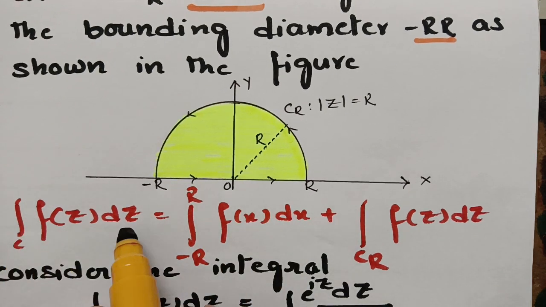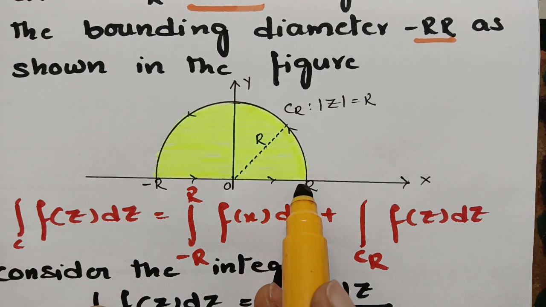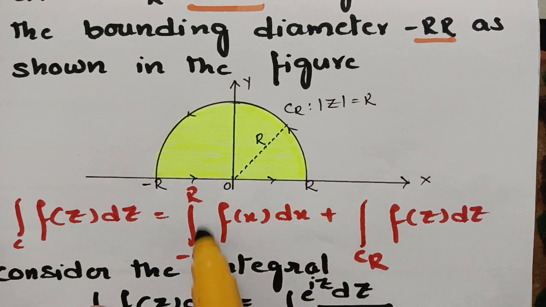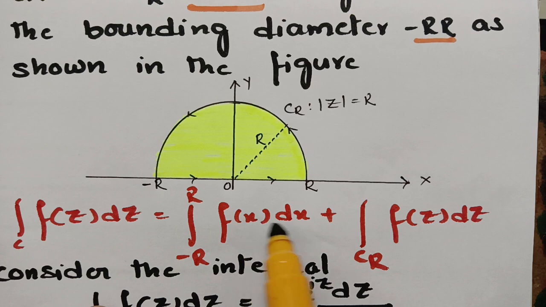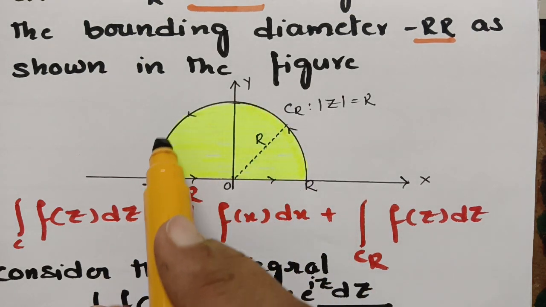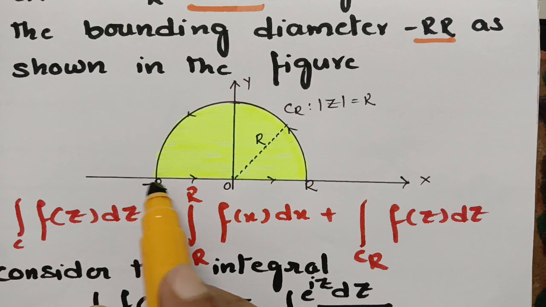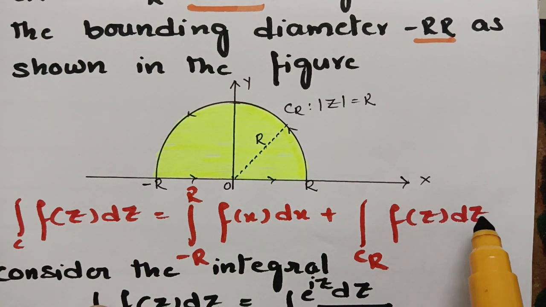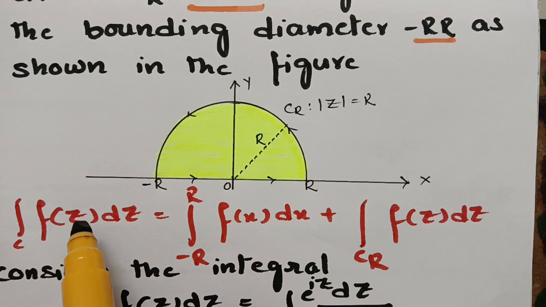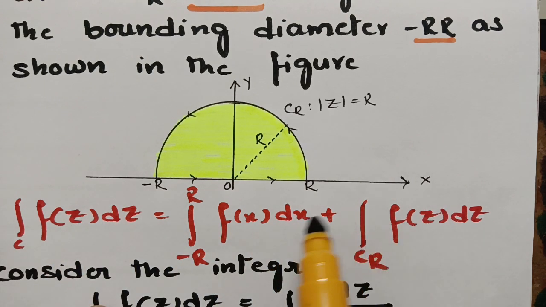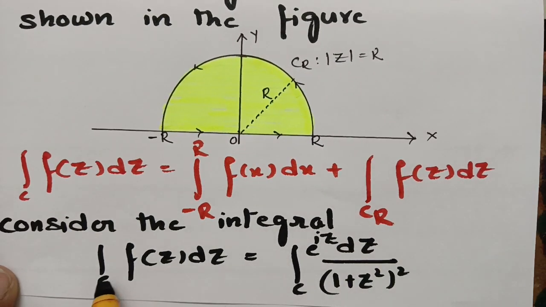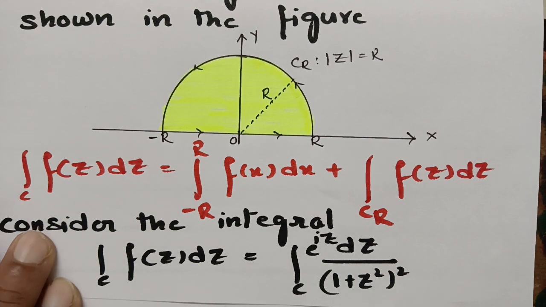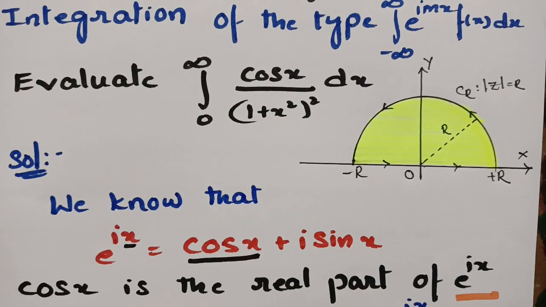So integral over C of f of z dz is split into the integral from minus R to plus R along the real axis, f of x dx, plus the integral along the boundary line of the semicircle with center 0 and radius R, that is CR f of z dz. In order to calculate this integral, we have to solve these two integrals and add them up, so that we get the total integral. Now consider the integral over C of f of z dz equal to e power iz by (1 plus z square) whole square dz. Clear?